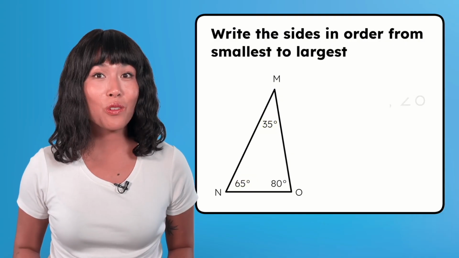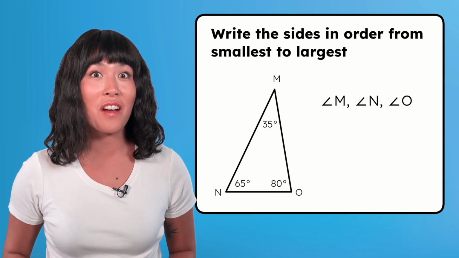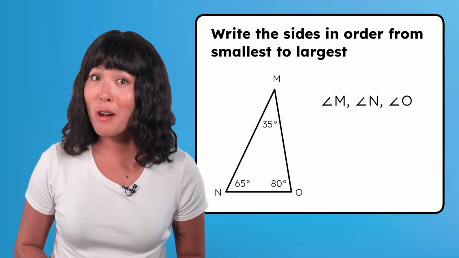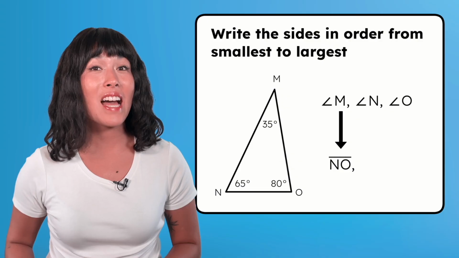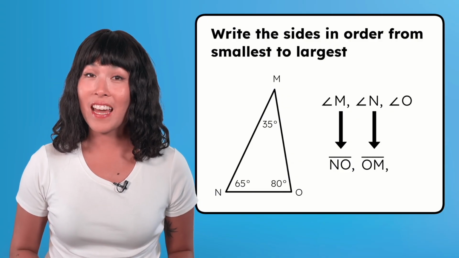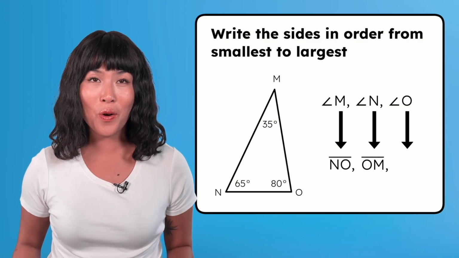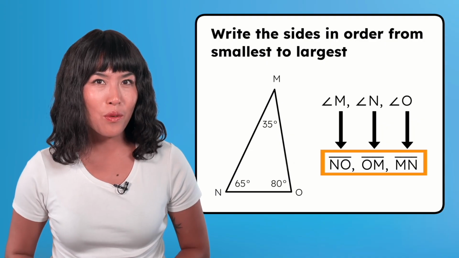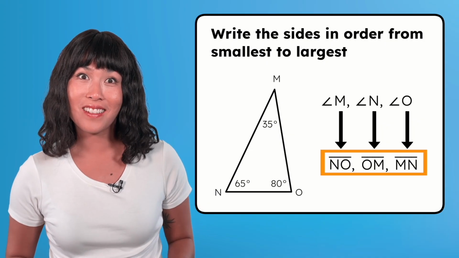First, I wrote the angles in order from smallest to largest to help me determine the order of the side lengths. Since side NO is across from the smallest angle, angle M, it is the shortest side. Angle N is next, and it is across from side OM. And finally, side MN is across from the largest angle, angle O, so it is the longest side. And there we have it. Even though we don't know the actual side lengths, we know how they relate to each other.